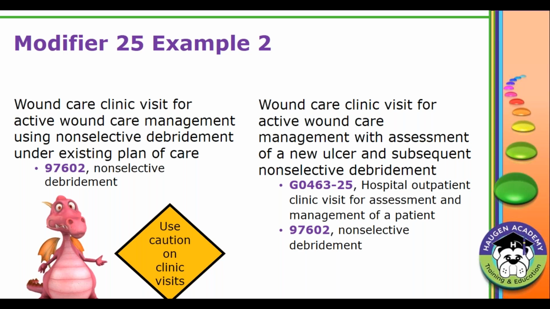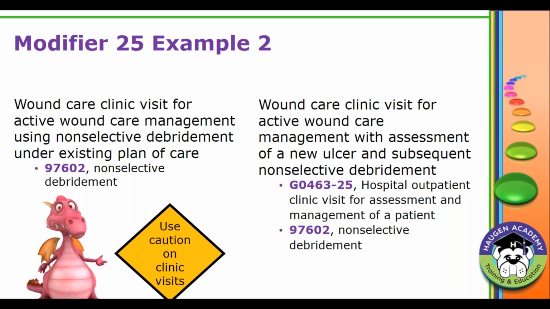However, on the right side of our screen, we have a wound care clinic visit for active wound care management with assessment of a new ulcer and subsequent non-selective debridement, which usually ends up initiating a new plan of care for this new site. In that case, we can report a facility level clinic E&M with modifier 25 in addition to our non-selective debridement code.